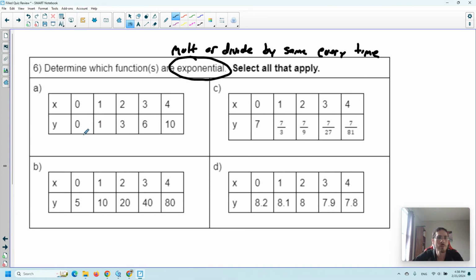So if we check the first one, we have to get from 0 to 1, and we actually cannot multiply to get from 0 to 1, so this one's already out. So you just can't do it. You can't multiply to get from 0 to 1.